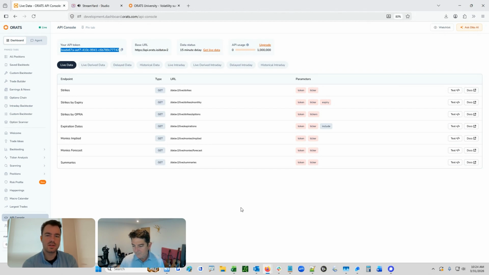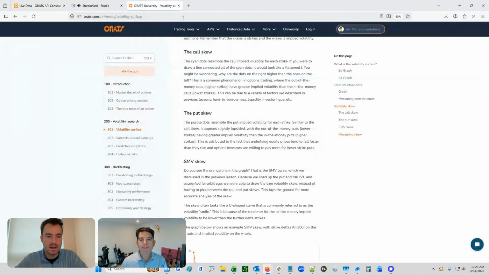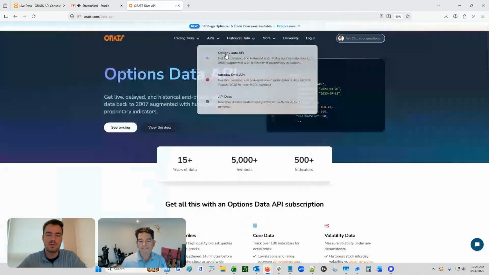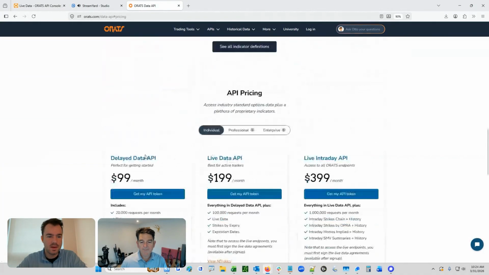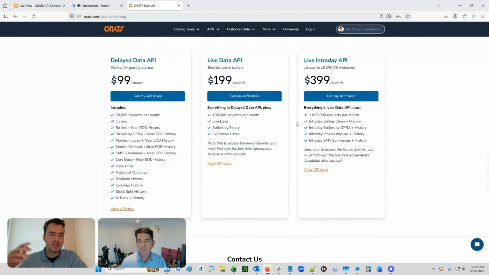Yeah, and it's also really easy to upgrade. I'd recommend starting off with the delayed data API or the live data API. If you need more hits, or you want to query the 1-minute endpoints, then you can easily upgrade your permissions to the $3.99 a month version in the dashboard. Yeah, 1 million requests. That's incredible.